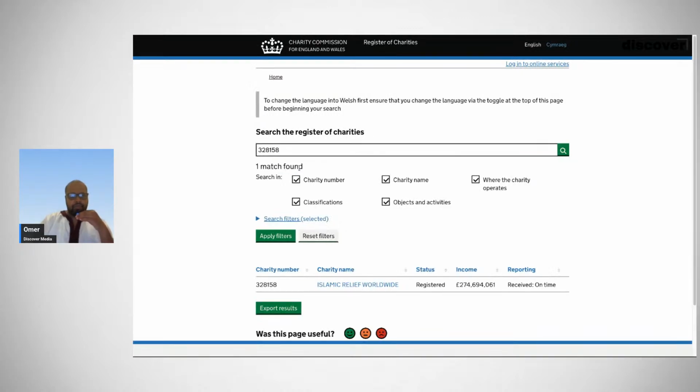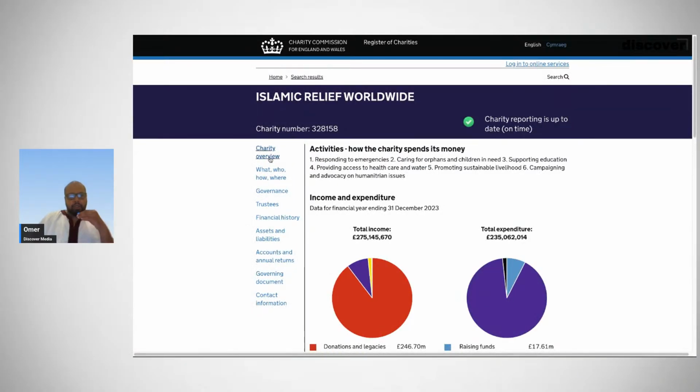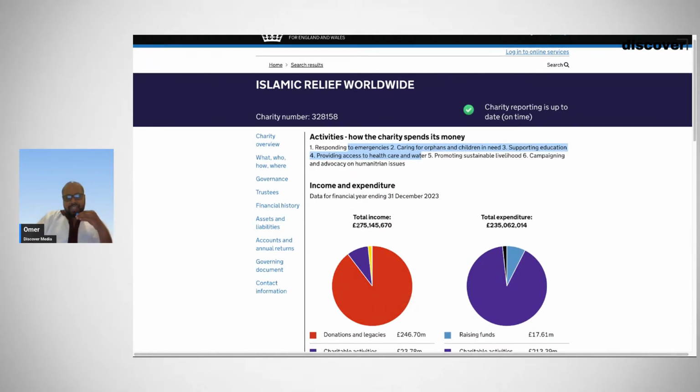Islamic Relief Worldwide will come up. I've got it in this tab, so I'm going to close this tab. As soon as you click on it, it will tell you where they work, responding to emergencies, caring for orphans. So this is what they specialize in. We're going to look at just the income now. Their income is 275 million. Expenditure is 235.